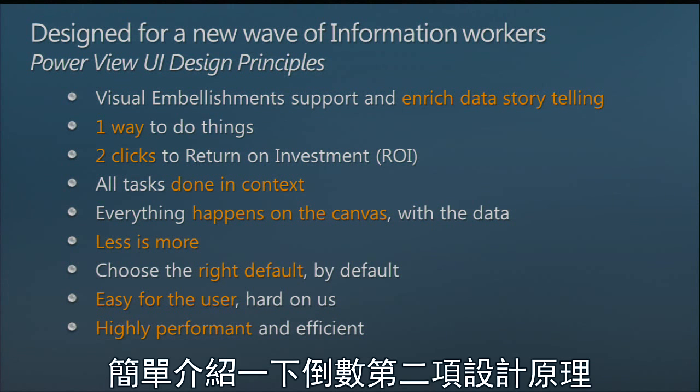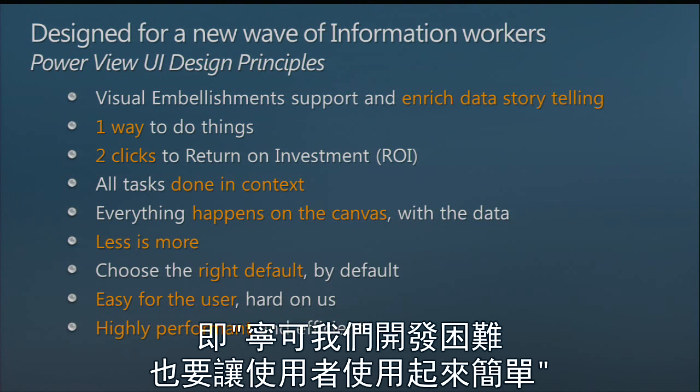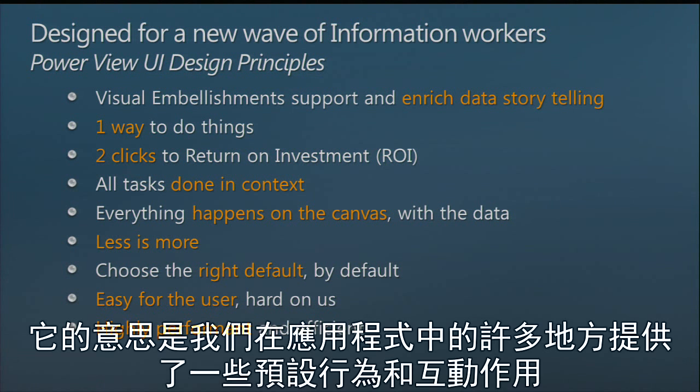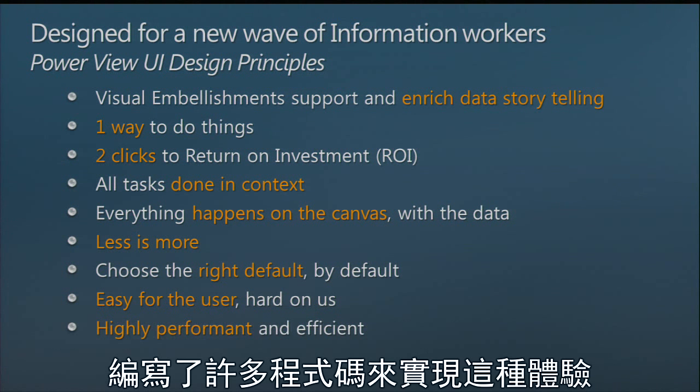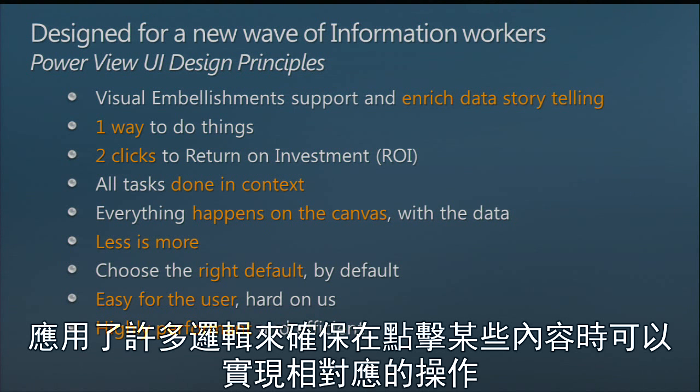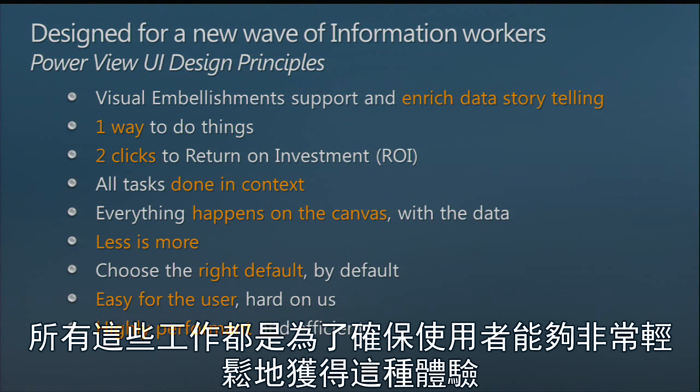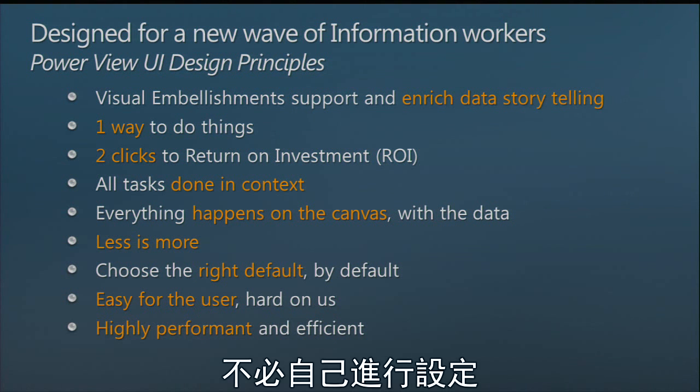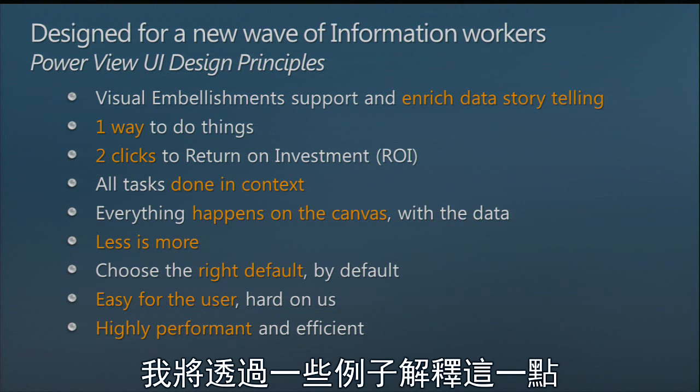I want to speak really quickly to the next to last bullet point here, which is easy for the user and hard on us. What that means is there's lots of places in the applications where we have some default behavior, some interactivity, and there's a lot of code that goes into creating that experience. There's a lot of logic about ensuring that we do the right thing when you click on certain things. We did all of that to make the experience really easy for you, so that you don't actually have to set those things up. And I'll walk through several examples of what that looks like.